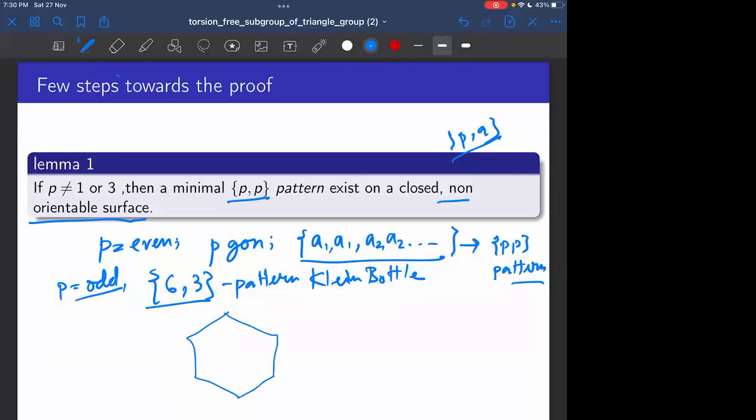Are you saying P is not equal to 3 here in the lemma? Then how are you taking the 6-3 pattern? I'm not saying that this is PQ. We can take 6-3 also. This is also okay. It is actually GCD 3. This will be present in another case, but that is okay. Yes, you can take it.